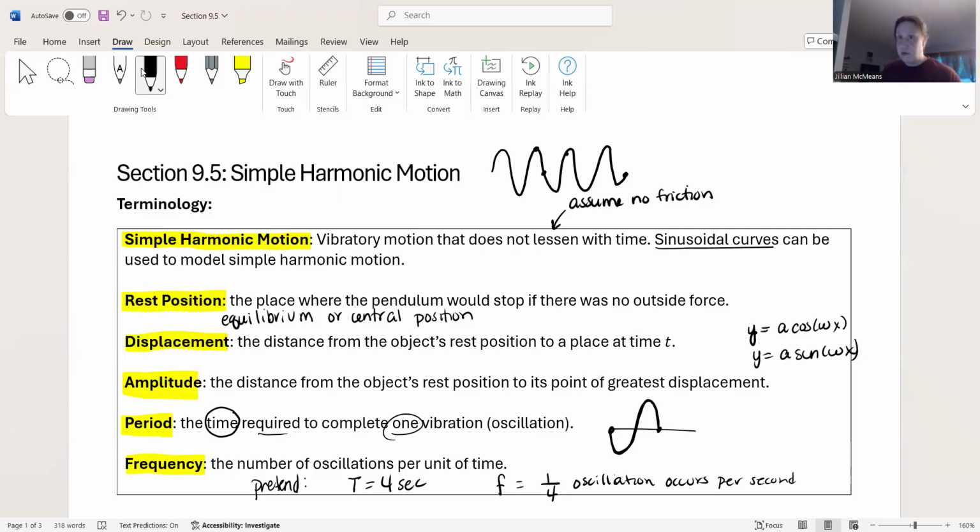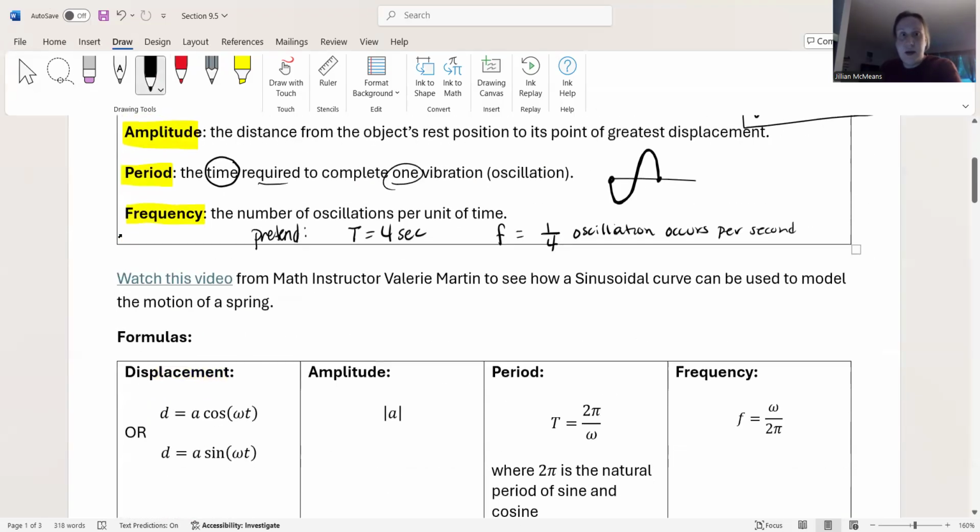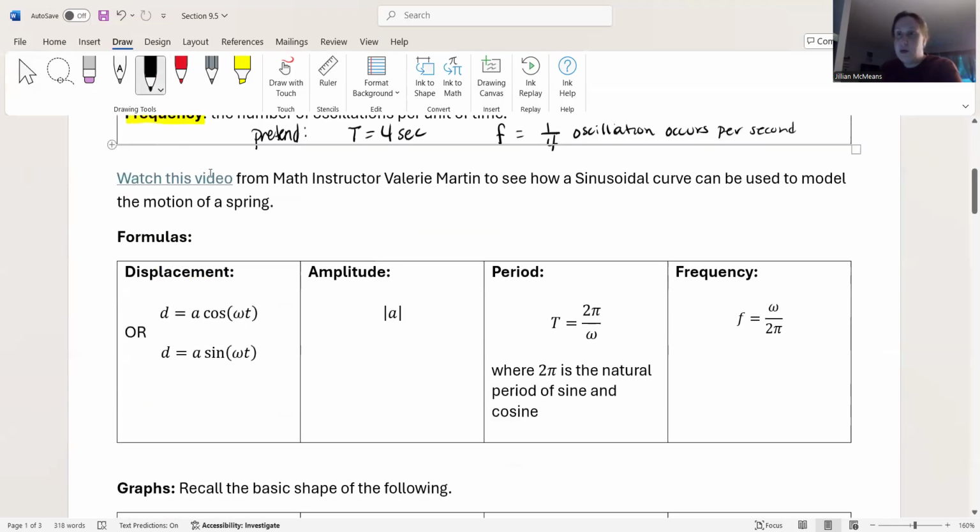Again, some of this is repeat, some of it's new. Just hang with me. Luckily, we're dealing with these again. We're going to look at them in a different light, but it's basically the same exact functions. So let's go down here, and I do have a video, which I'm not going to show in this particular video, but if you go to the electronic version of this worksheet, you can watch it. Another one of the math instructors in the math department made this video showing how simple harmonic motion really does relate to a sine wave or a cosine wave.